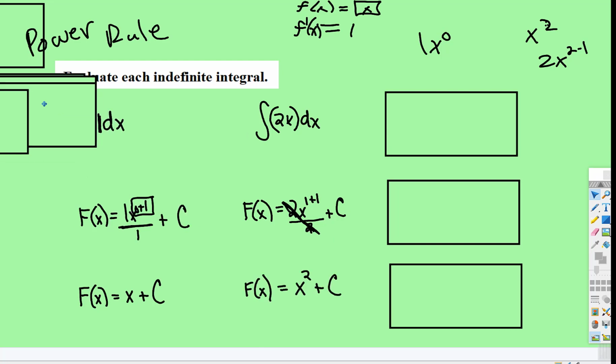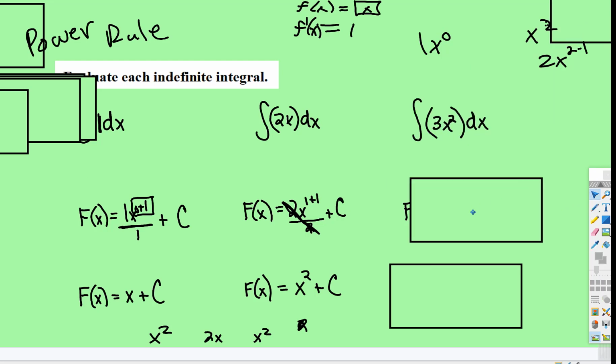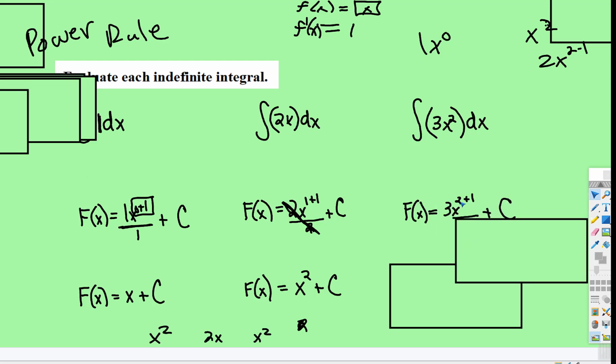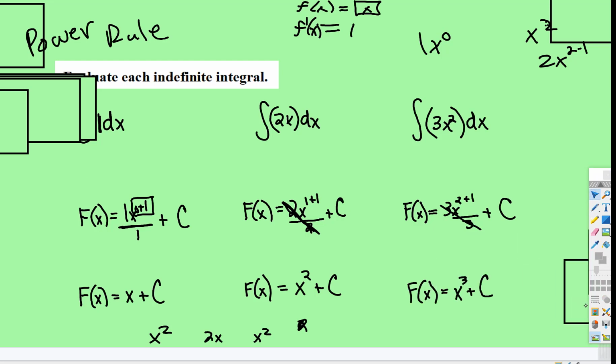And that should make sense, because what's the derivative of x squared? Remember what I showed you the last video? You've got x squared, the derivative is 2x, the antiderivative is back to x squared. So 3x squared, capital F of x, then 3, 2 plus 1, 2 plus 1 is 3, divide by 3, those cancel, 2 plus 1, so now you have x cubed plus C.